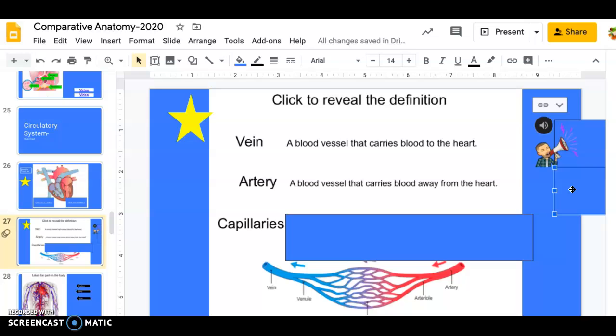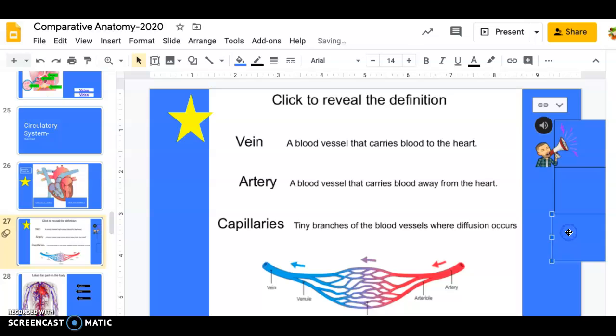And then the last term here is capillaries. Capillaries, they're both arteries and veins, if you will. These are just like tiny little branches of the blood vessels. And this is actually where diffusion from the cells into your blood and from your blood into your cells occurs.